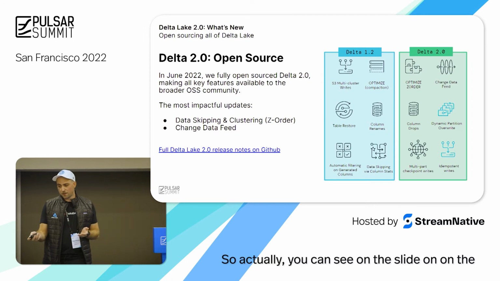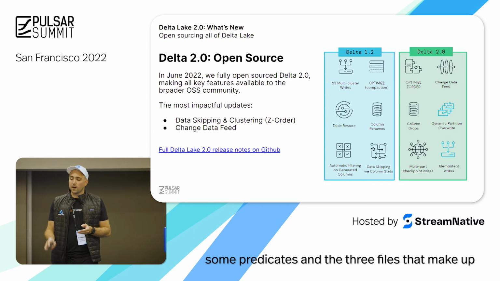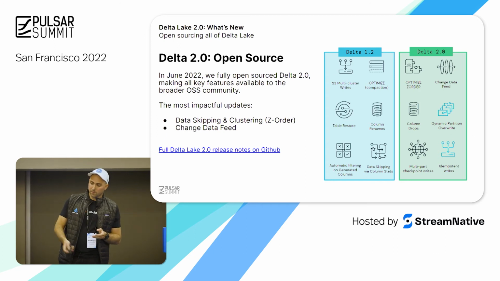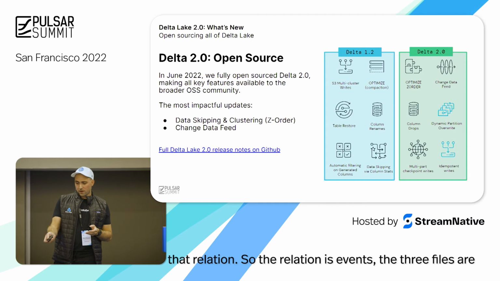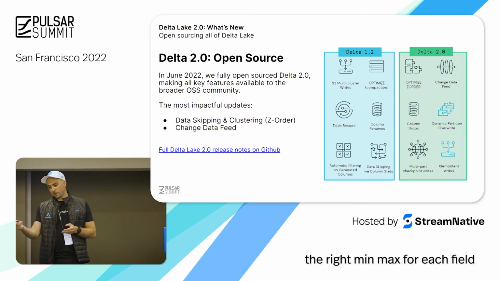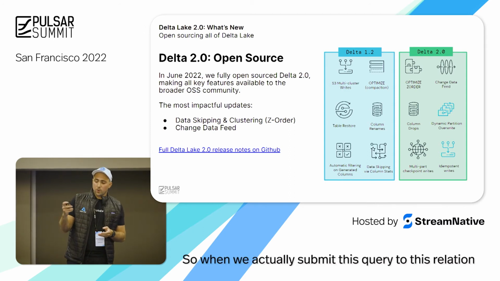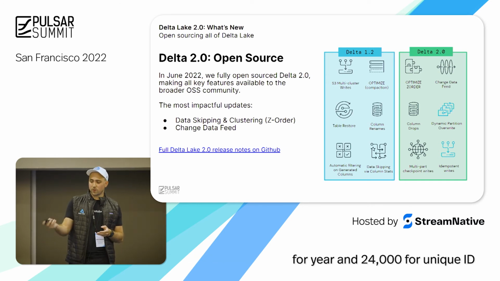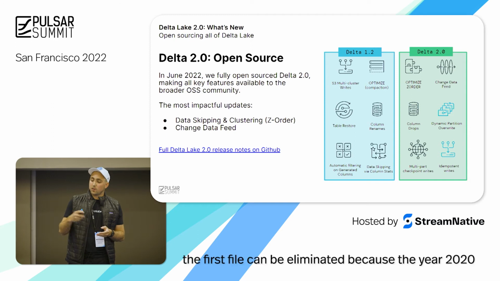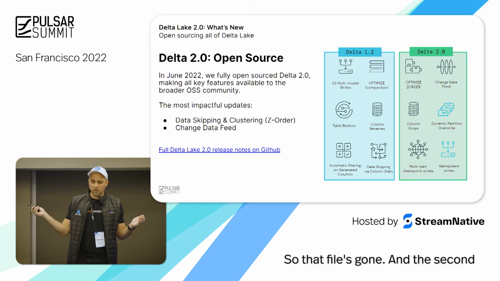So actually, you can see on this slide, on the right-hand side, I have a query, a relation, some predicates, and the 3 files that make up that relation. So the relation is events, the 3 files are Parquet files on disk, and the statistics that you see on the right, min, max for each field, are the statistics that were written to the Delta log. So when we actually submit this query to this relation events with the predicates 2020 for year and 24,000 for unique ID, the first file can be eliminated because the year 2020 does not belong in the range 2018 and 2019. So that file's gone.